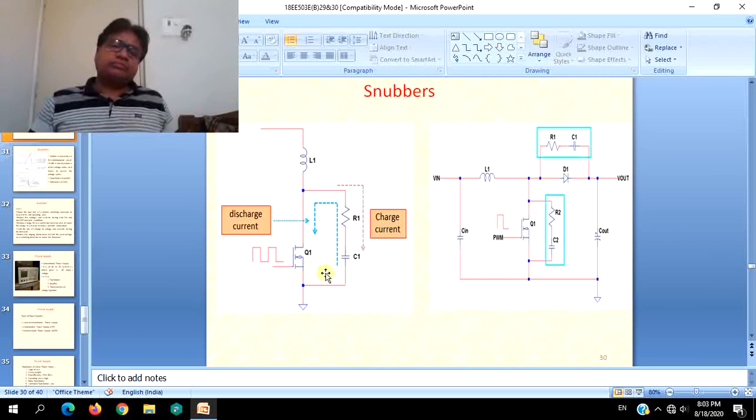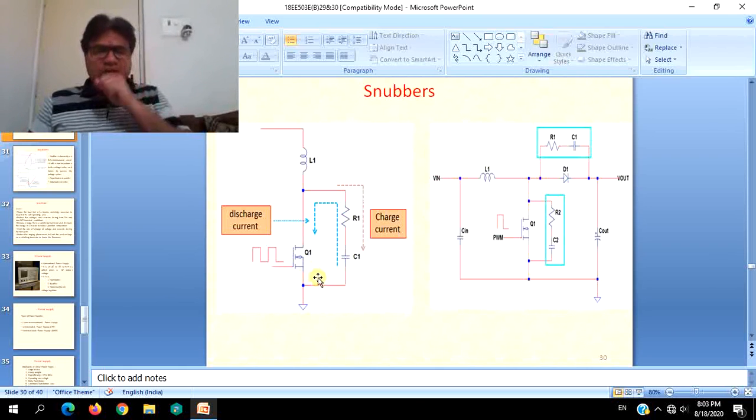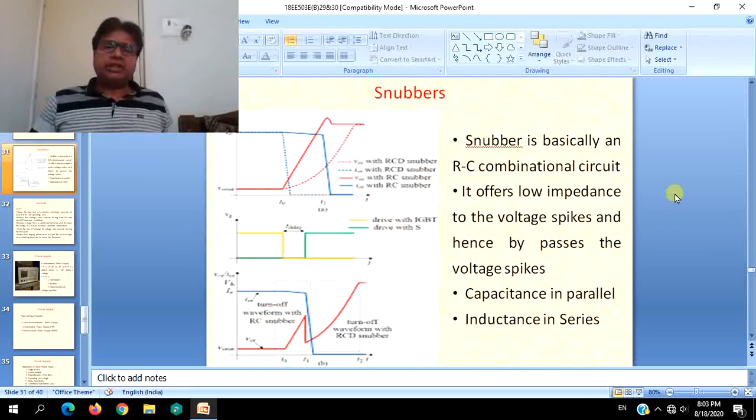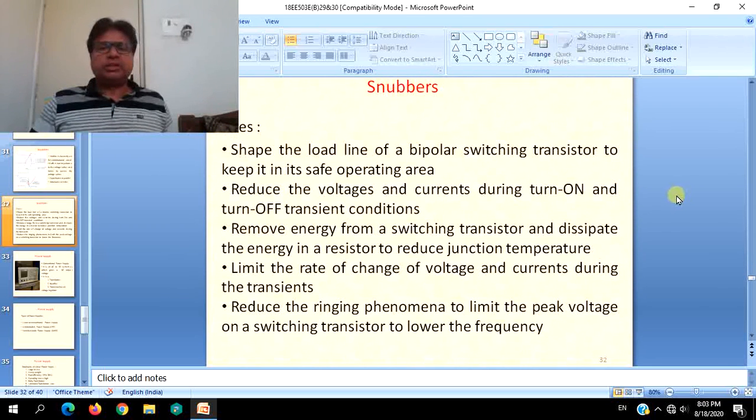So if this is not provided, there will be hot junction temperatures generated at the junctions of the transistor, which may damage the device. When these snubbers are provided, this resistor will take most of that heat away, or a dissipation path will be provided for the energy. It limits the rate of change of voltage and currents during the transients. It reduces the ringing phenomena to limit the peak voltage on a switching transistor to lower the frequency.